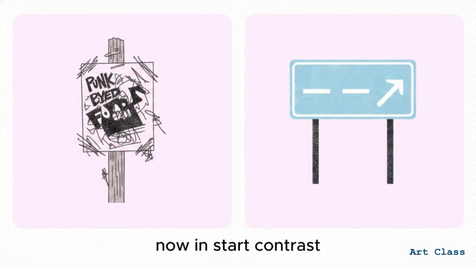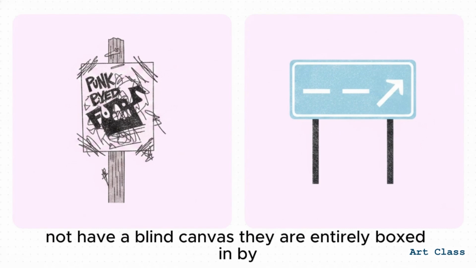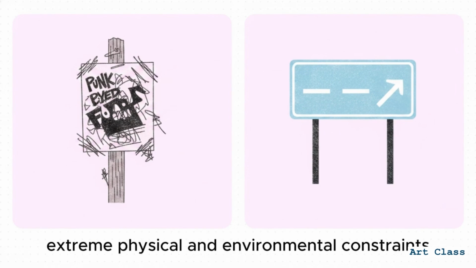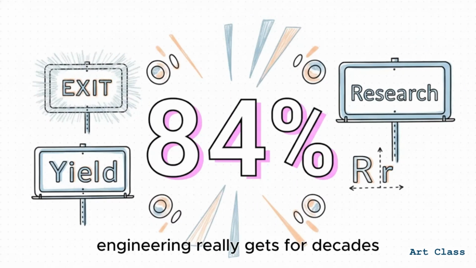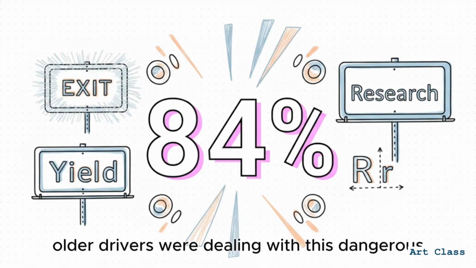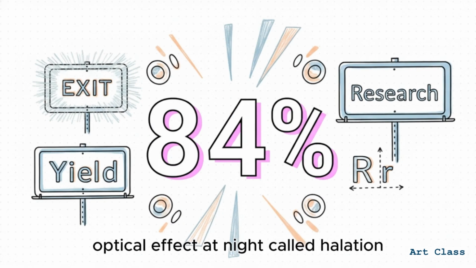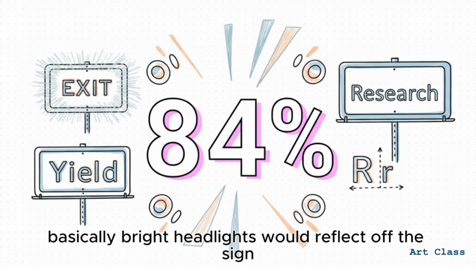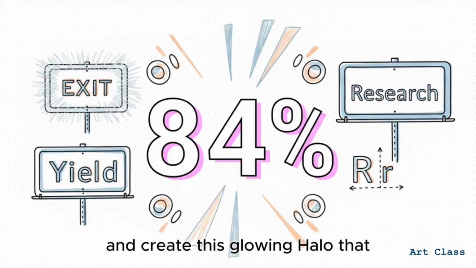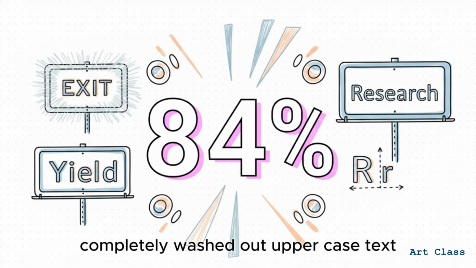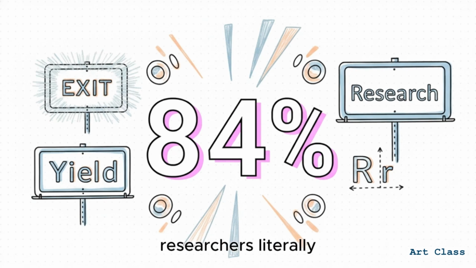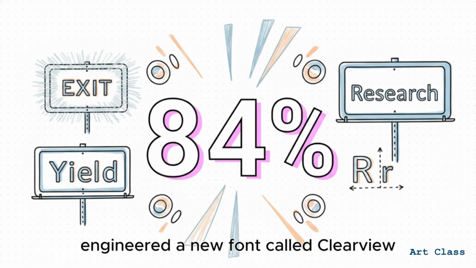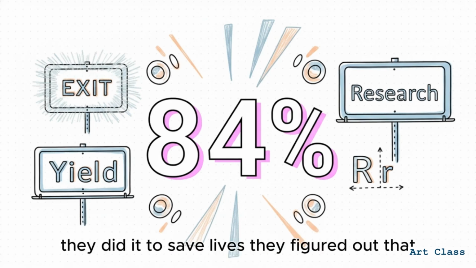Now, in stark contrast, the designer of a highway sign does not have a blank canvas. They are entirely boxed in by extreme physical and environmental constraints. And let me tell you just how precise that highway sign engineering really gets. For decades, older drivers were dealing with this dangerous optical effect at night called halation. Basically, bright headlights would reflect off the sign and create this glowing halo that completely washed out uppercase text, making it impossible to read. To fix this, researchers literally engineered a new font called Clearview. And they didn't do it to make the sign look prettier, they did it to save lives.